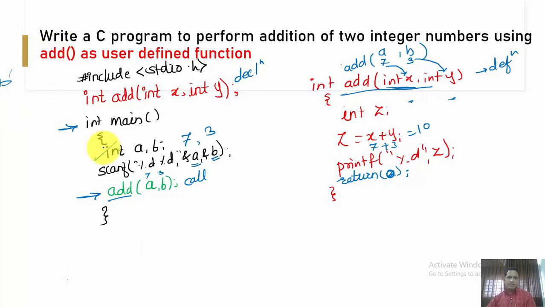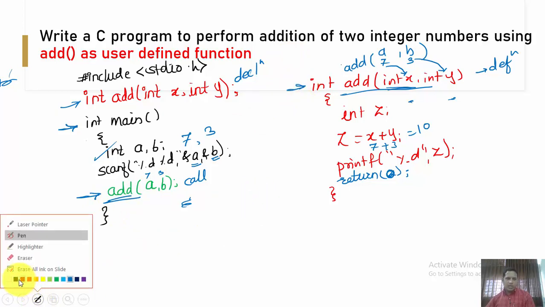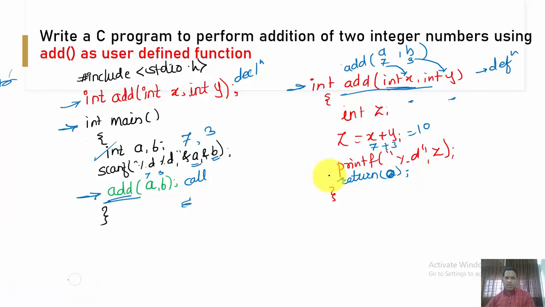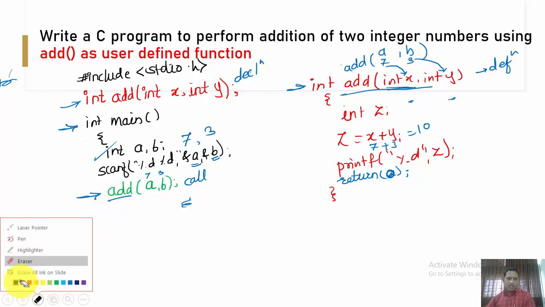Just say this is called as a function declaration, this step is called as a function call, and this is called as a function definition. So the same task we can do in another way, in the sense that instead of printing the value of z over here, I can print that through the main function, right? So for that, let me do some slight modification in my code.